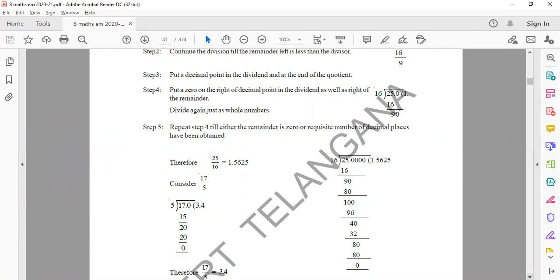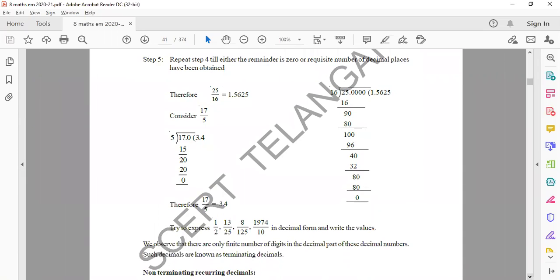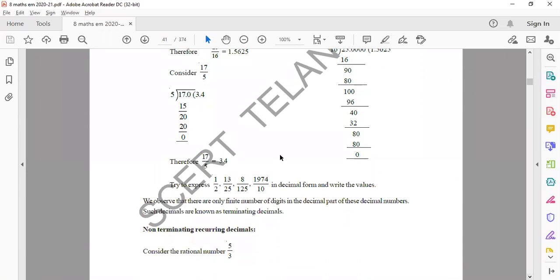Okay, now this is clear. So in this decimal there is no repetition. So try to do these examples on your own. These are the examples they mentioned. You can do them at home.